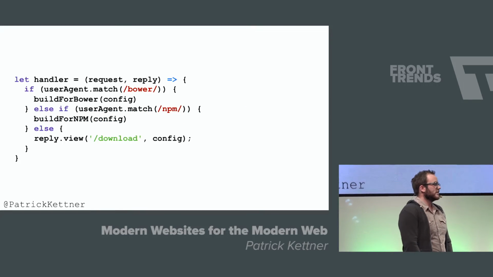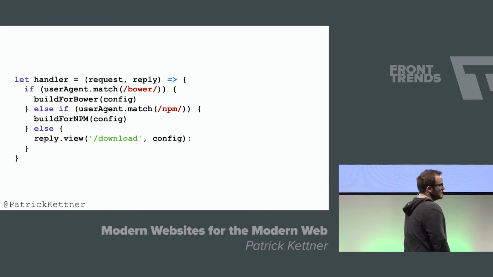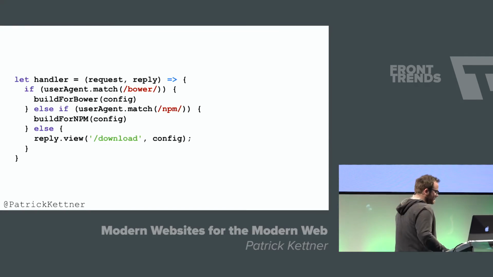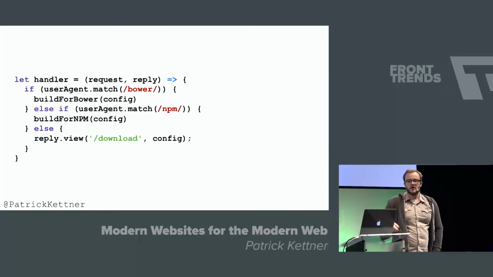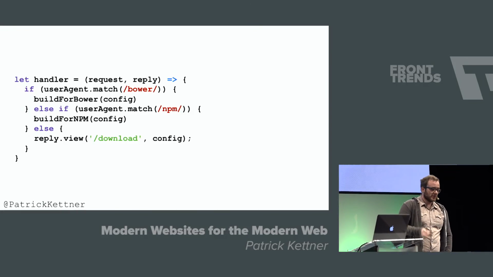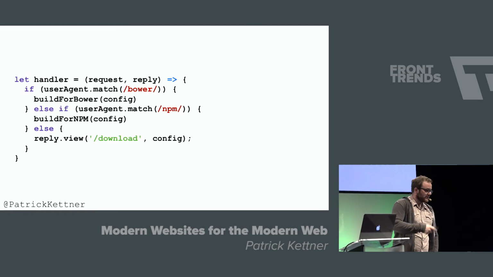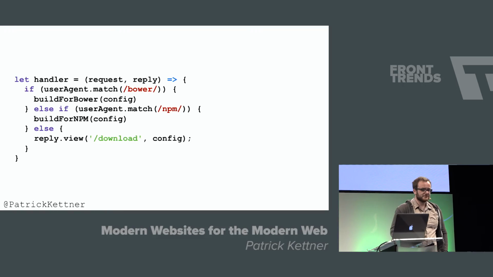And the code for that just ends up looking like this. We do user agent sniffing. The Modernizr team does do user agent sniffing sometimes. We check to see if we are Bower. If we are, we build for Bower. If it's NPM, we build for NPM. And if it's anything else, we just reply with the download page HTML, the React app.